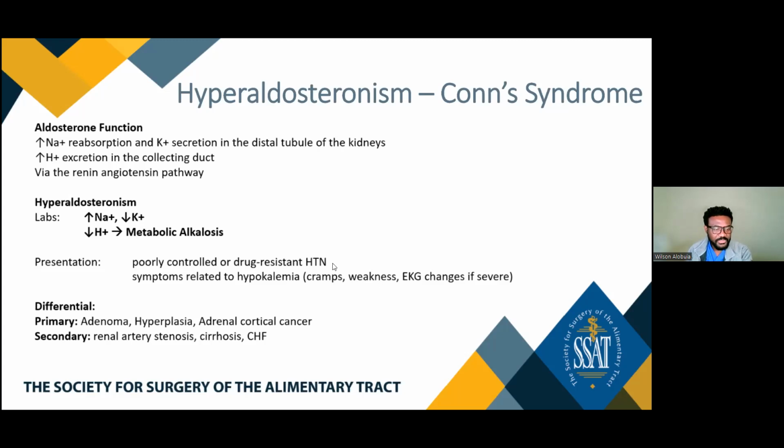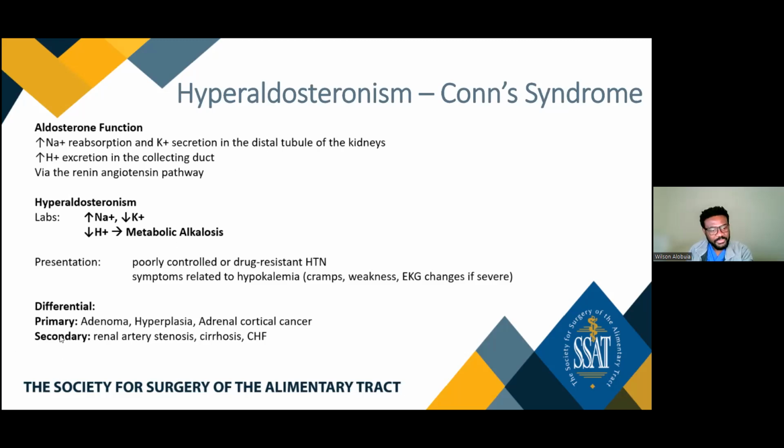So the differential, when you have a patient with hyperaldosteronism, is primary versus secondary. Primary means you have a tumor or mass in the adrenal gland itself, whereas secondary, if you remember from the renin-angiotensin pathway, has to do with both the kidneys and the lungs. So patients with CHF, cirrhosis, and renal artery stenosis can activate the renin-angiotensin pathway that can then lead to increased aldosterone production, which can cause hyperaldosteronism.